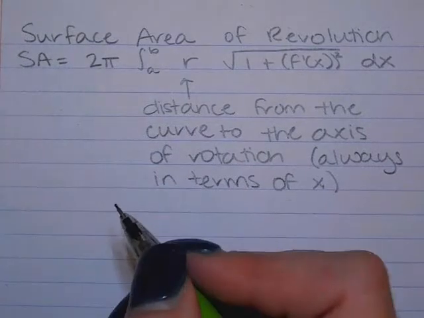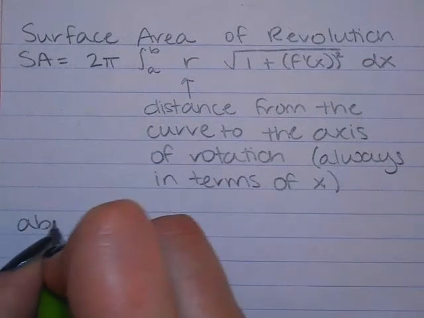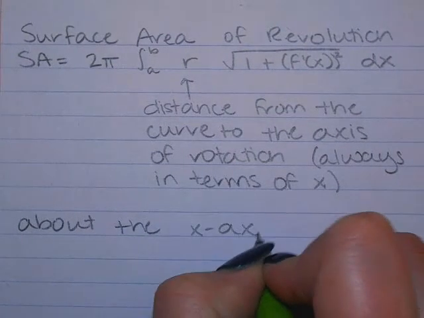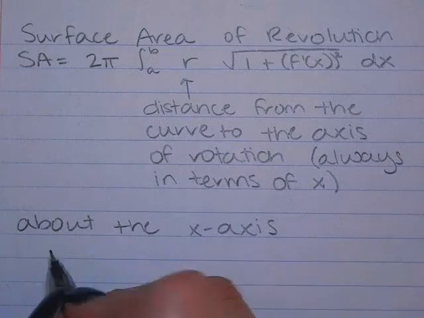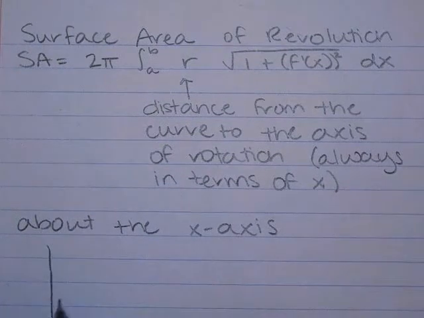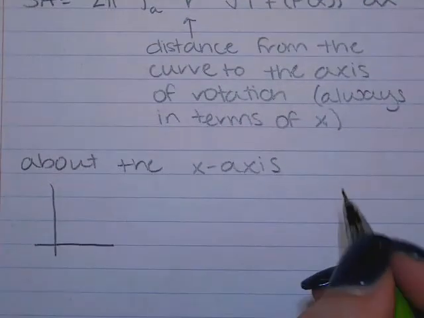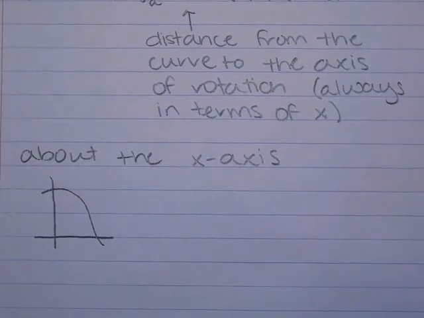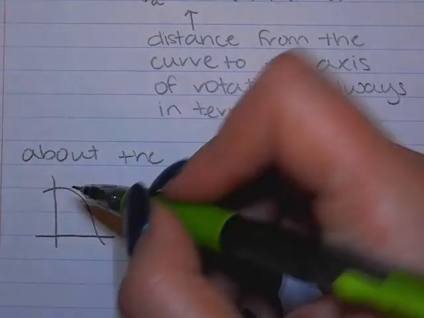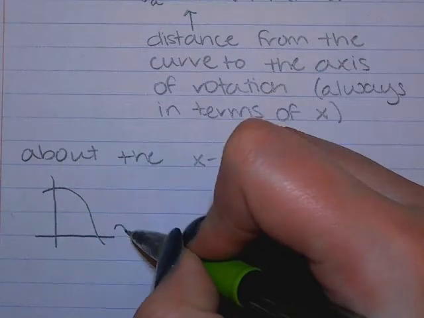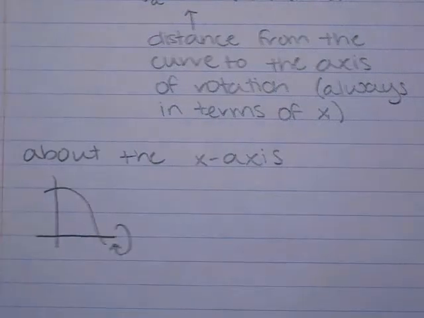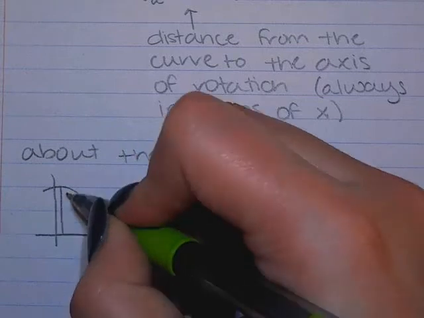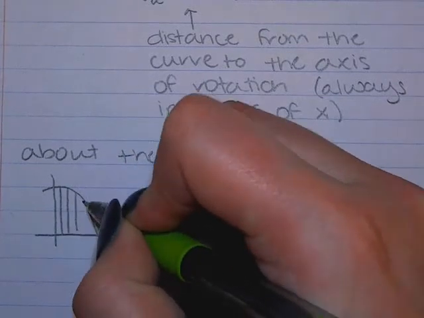Okay. So we have two ways we can rotate. We can rotate about the x-axis. So let's say we have a curve, and the curve you draw does not matter. Then we're rotating about the x-axis, right? So we're rotating that way. So the radius would be this line, right? You guys see how each of those would be a radii?